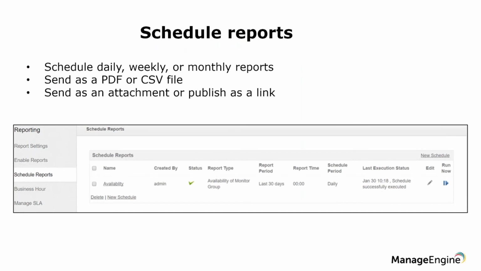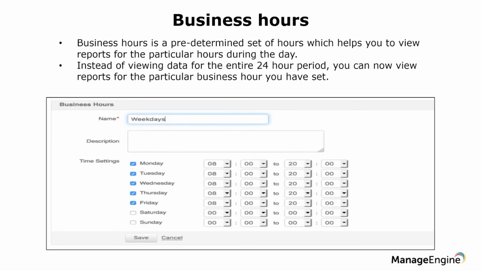The next option that we have in Application Manager is Business Hour. It's a predetermined set of hours which will help you view the reports for a particular hour during the day. Not only that, this business hour can be utilized in email action as well, which means in case you want to trigger an action between 8 a.m. to 8 p.m., you can use this business hour option.